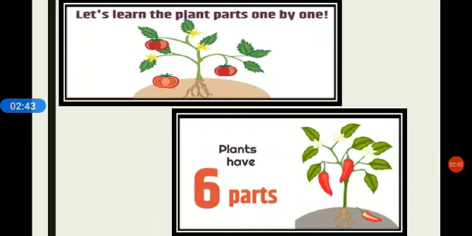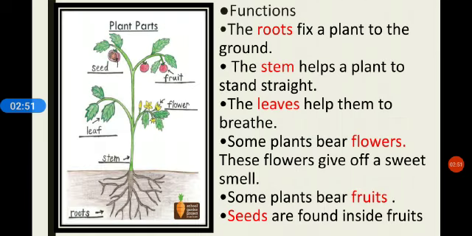Now, dear children, we will learn the plant parts. What are the parts of a plant and their functions? Plants have 6 parts: the roots, the stem, the leaf, the flower, the fruits and the seeds. Now, what are the functions of these parts? First, we will read the function of a root.